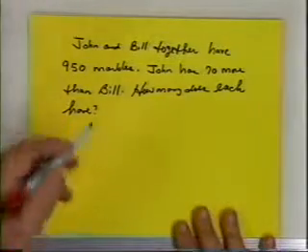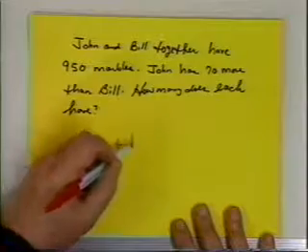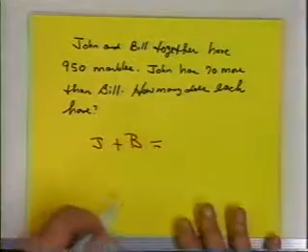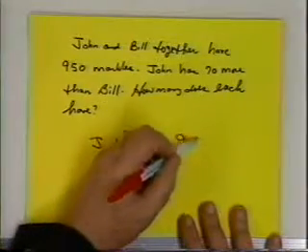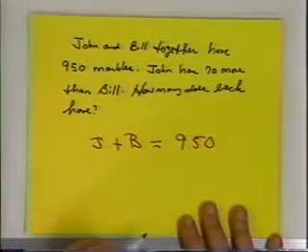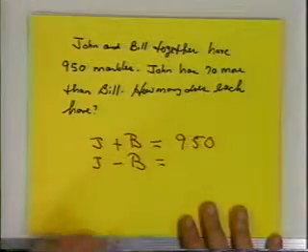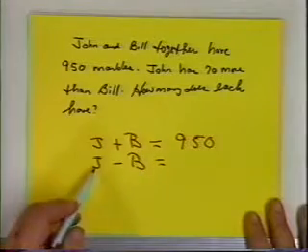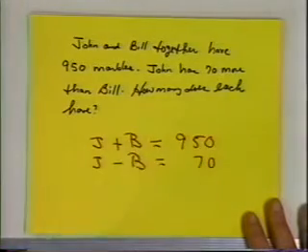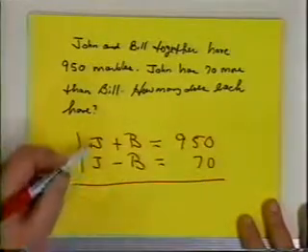Well, the way I would do a problem like this is, let J stand for the number that John has, B for the number that Bill has. John and Bill together comes out to be 950. It also says that John has 70 more than Bill. So if I subtract Bill's amount from John's amount, that answer should be 70. And watch how fast we get the answer this way.